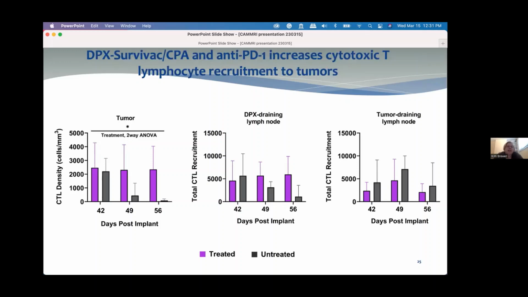So for the cell tracking itself, we looked at two types of cells. One was cytotoxic T lymphocytes, or CTLs. The other was myeloid cells. For the CTLs, we saw a significant decrease in treatment, particularly at later time points. In untreated mice, we saw far fewer cytotoxic T lymphocytes present in the tumor, even though the tumors themselves were much larger. And so the density decreased significantly. We looked at the lymph nodes. There were some trends, but nothing was significantly different.